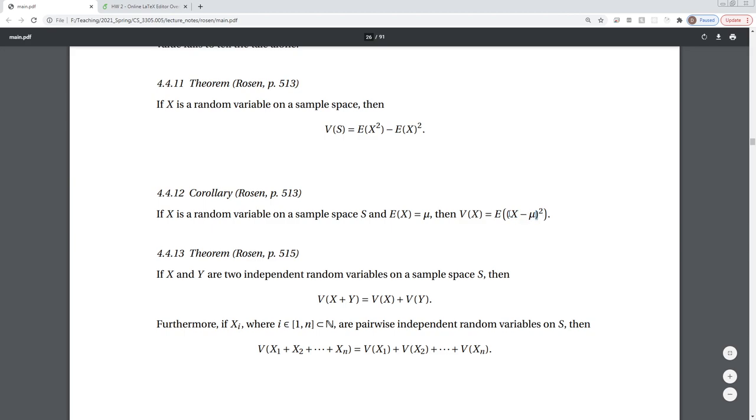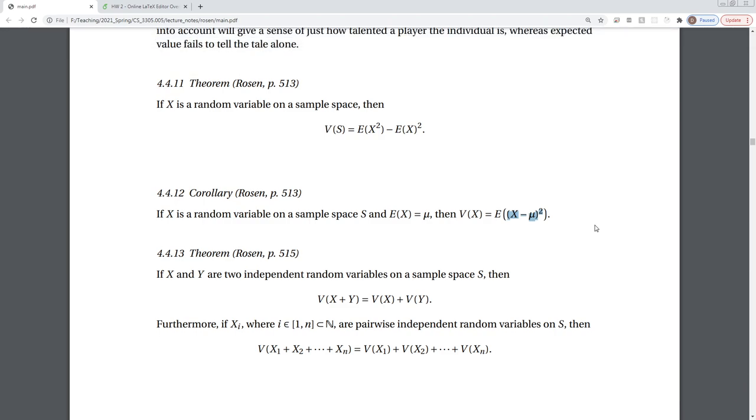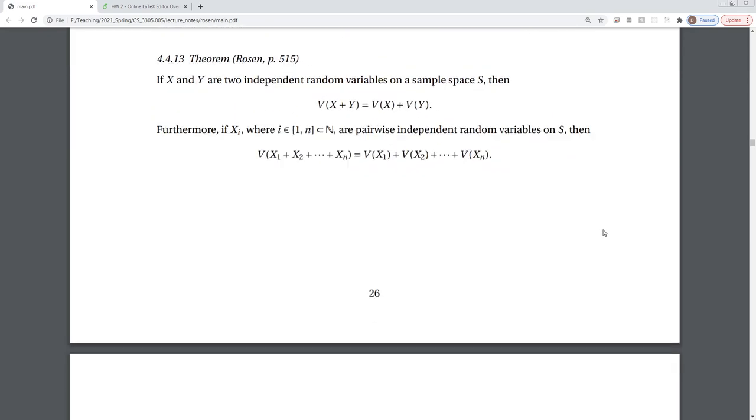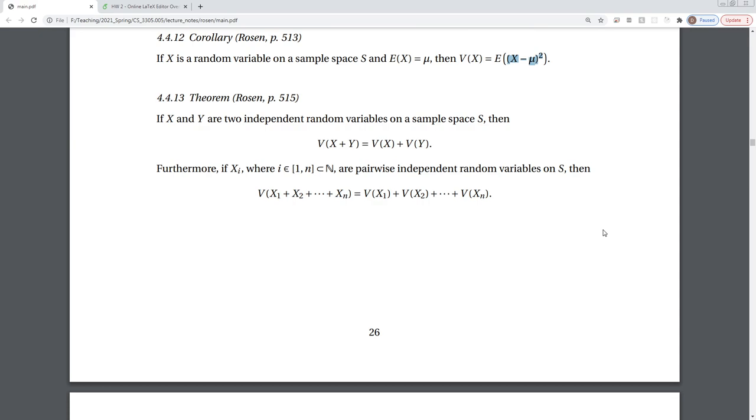And so this is something that you'll see in the exponent of a Gaussian distribution or a bell curve. Expect to see this (x minus mu) squared, where mu is the mean, whenever you do distributions on continuous random variables. Okay, another theorem. We have X and Y, which are two independent random variables on a sample space S. Then the variance of X plus Y is equal to the variance of X plus the variance of Y, each of those individually, right?